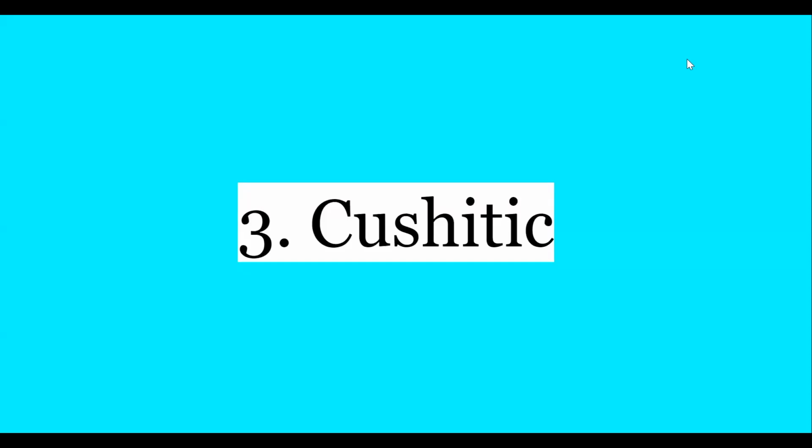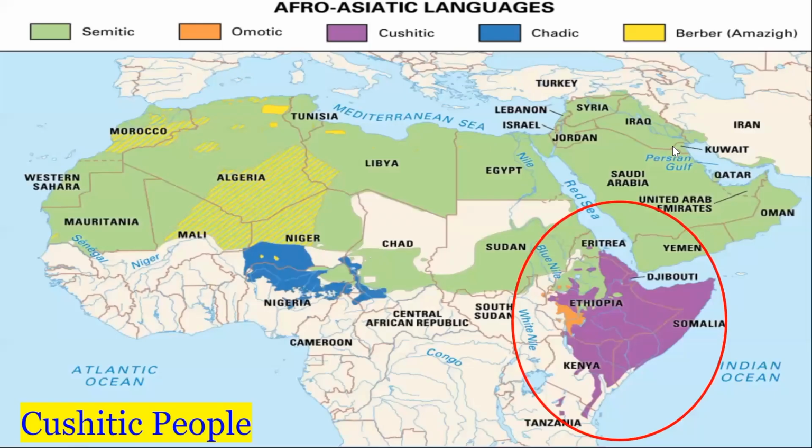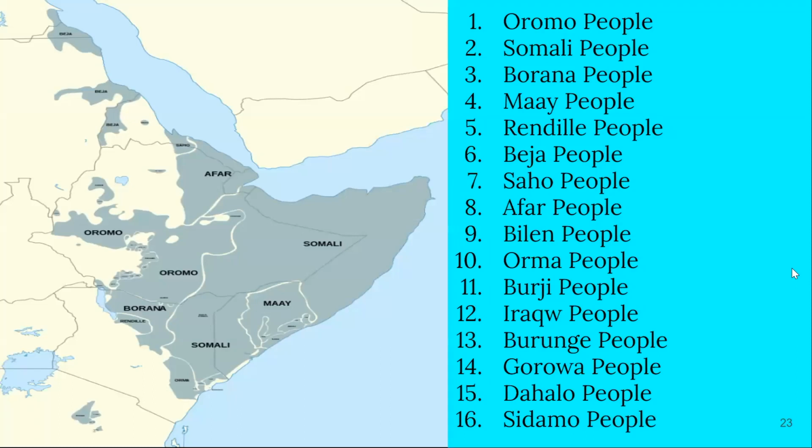The third group are the Cushitic people. The Cushites are found in the Horn of Africa, that's Djibouti, Eritrea, Ethiopia, Somalia, down the Nile Valley in Sudan and Egypt, and then across the Great Lakes regions of Tanzania and Kenya. This region right here, that's where you find the Cushites. Under the Cushites, there are many different tribes. We have the Oromos, the Somali, the Borana, the Rendille, Beja, Afar, Sidamo, and others, not all the 16 that I've posted here.